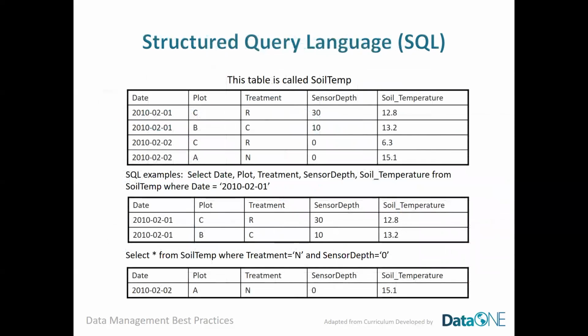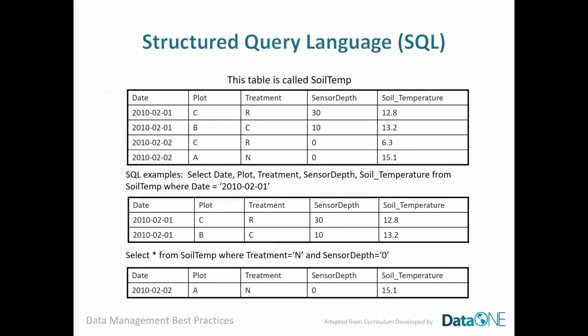Database features also include a powerful command language called Structured Query Language, or SQL. These are just a couple of examples of what you can do with SQL. The table at the top of this slide is named soil temp in the database. The first example SQL command returns all records collected on February 1st of 2010.